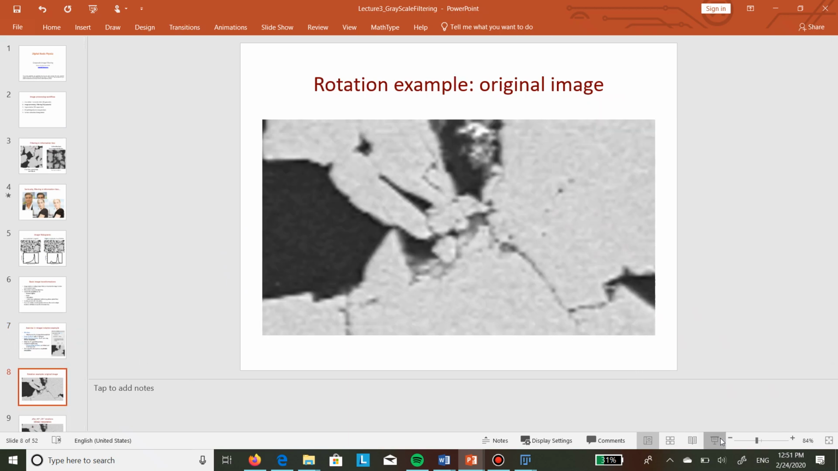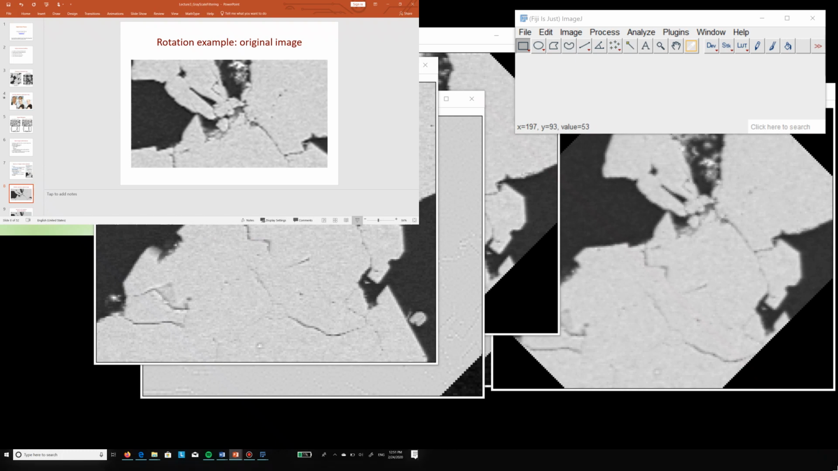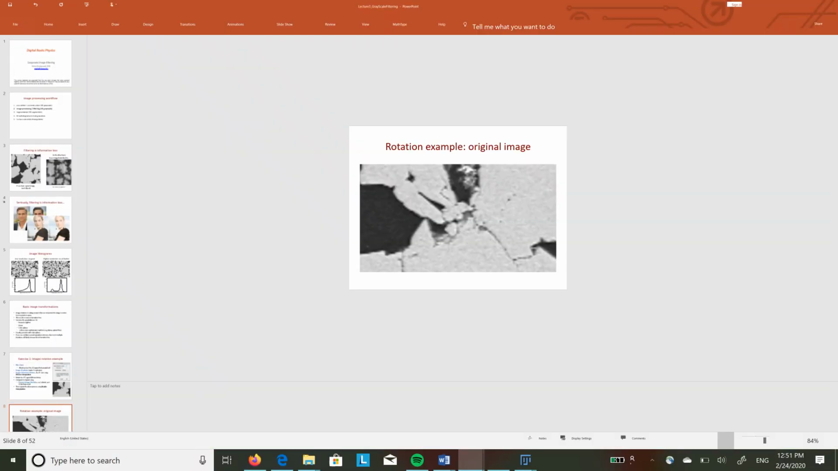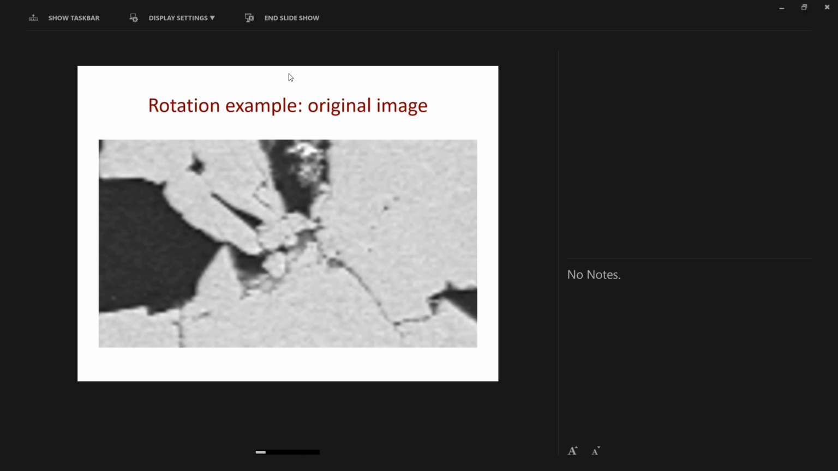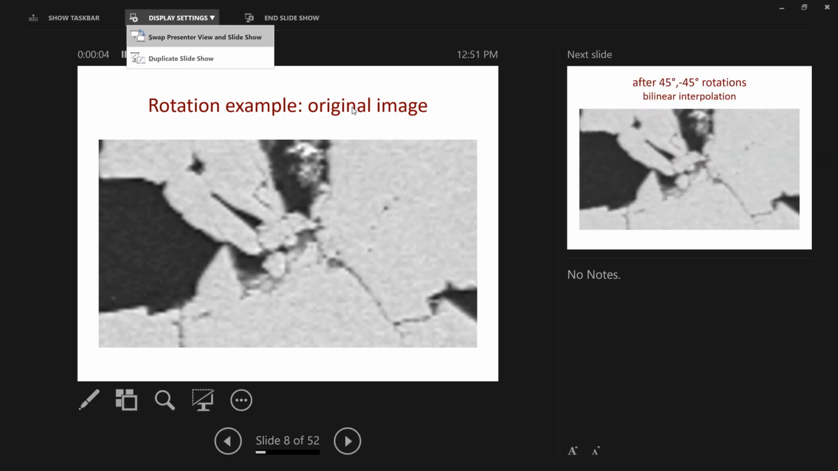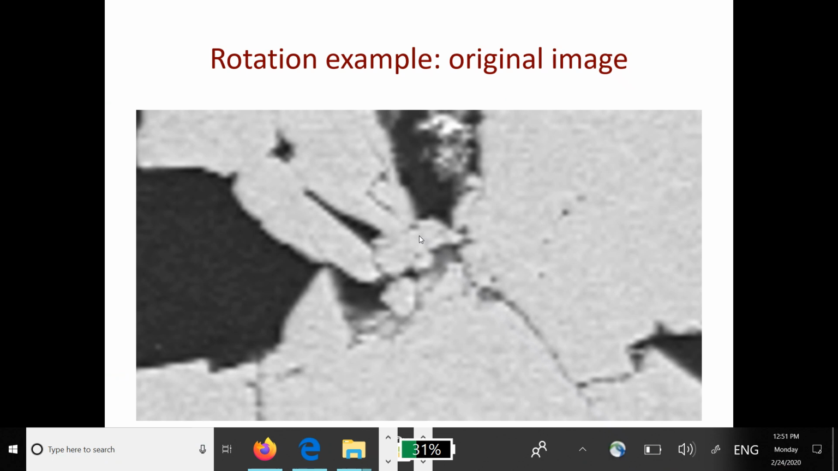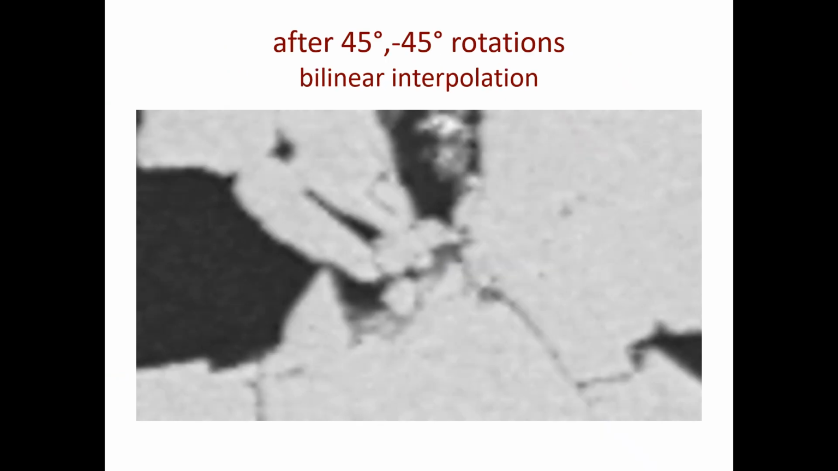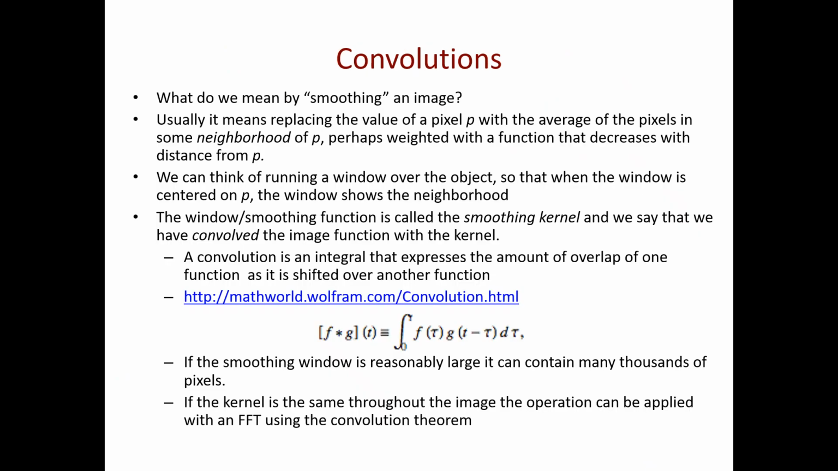So this is just to show the way. Okay. So this is my original image, rotation with bilinear interpolation, and rotation back and forth with bicubic. So bicubic is better.